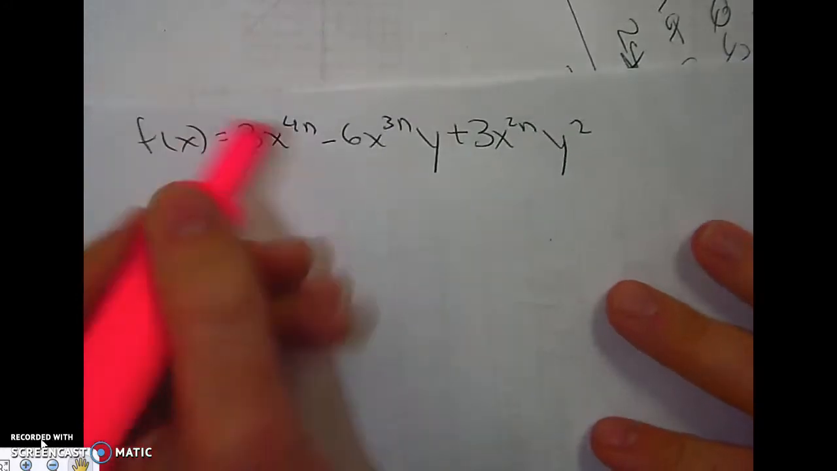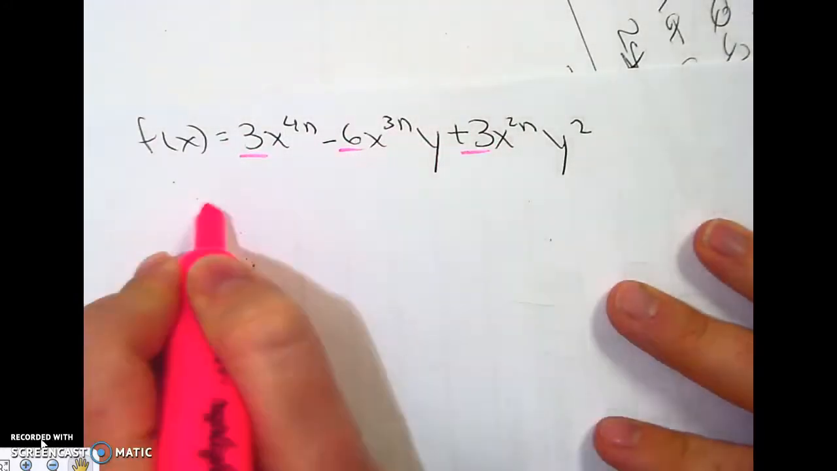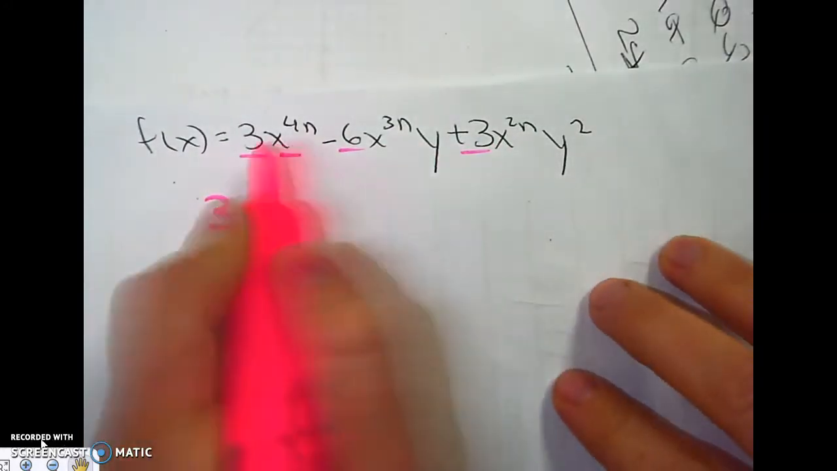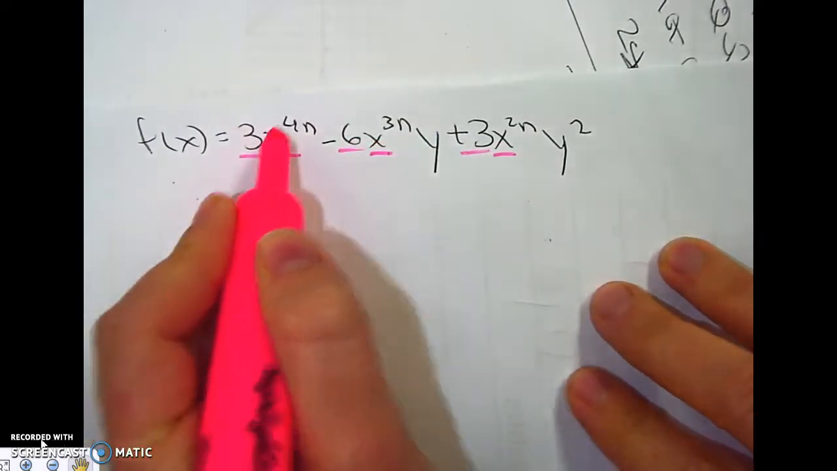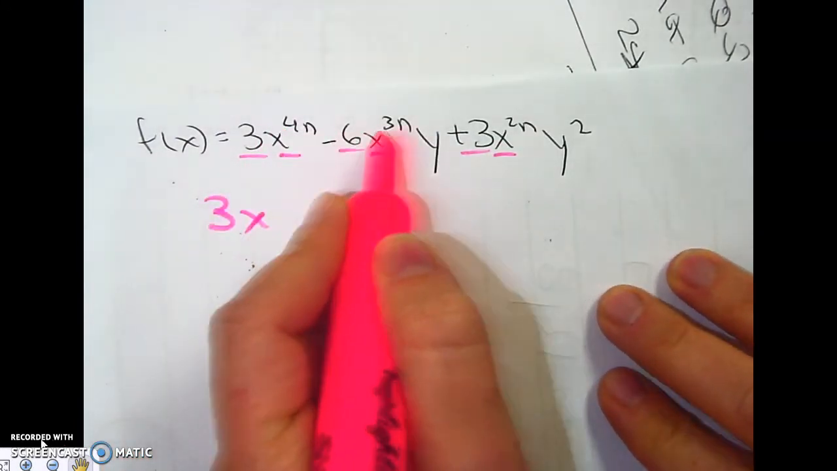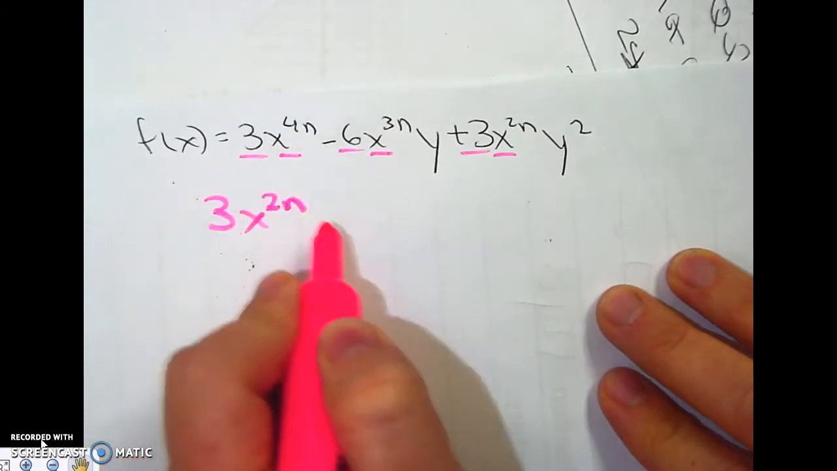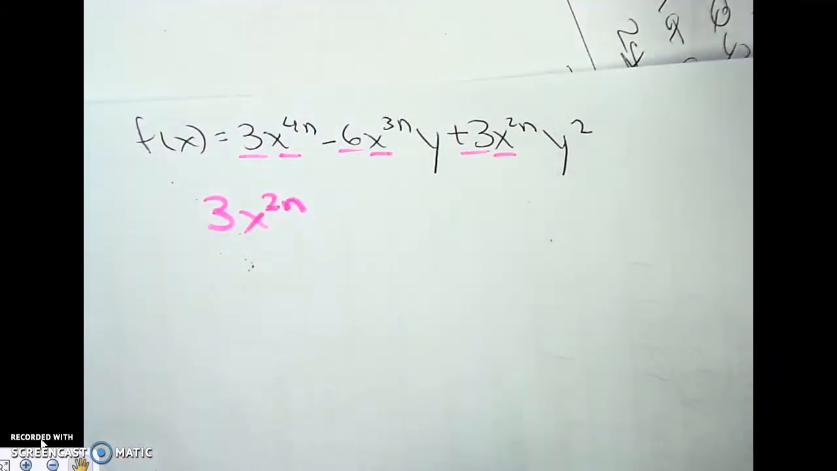Something I noticed is they all have a 3, so I'll divide out a 3. They all have an x. And I notice this one has 4, this one has 3, and this one has 2, so I can take out 2. And I'm going to write what's left.